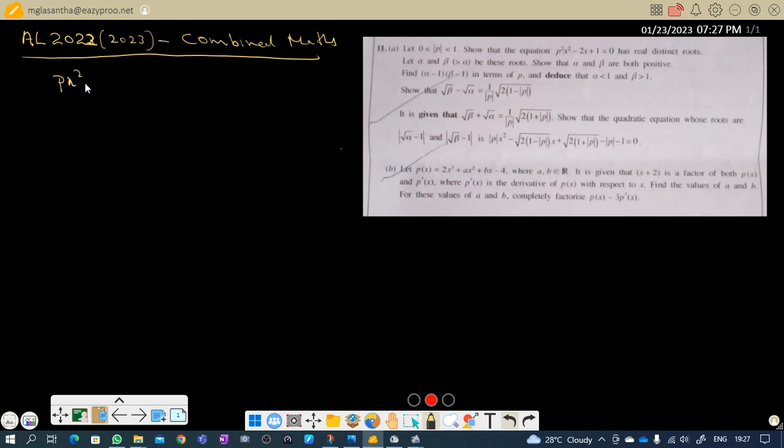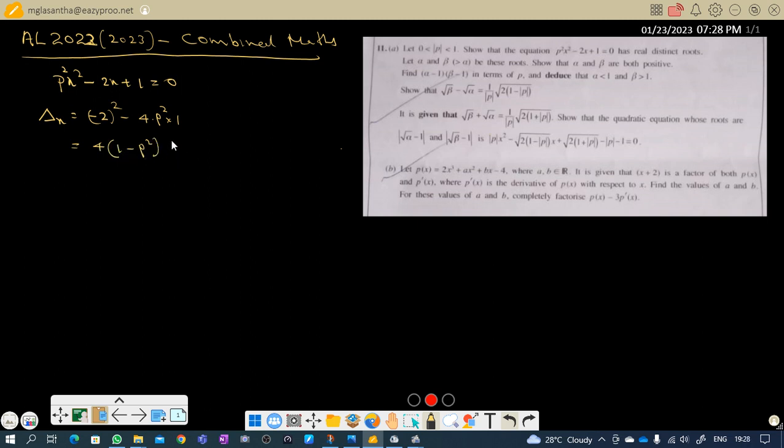p squared x squared minus 2x plus 1 equals 0. You just take the discriminant of this equation. If you can show the discriminant is positive, then you can say the roots are real and distinct, right? Then what is the discriminant? b squared minus 4ac. What is b? b of this equation is minus 2, squared, minus 4 into ac. a is p squared here, then p squared into 1, right? So somehow you have to show, you can take 4 out, then 1 minus p squared.